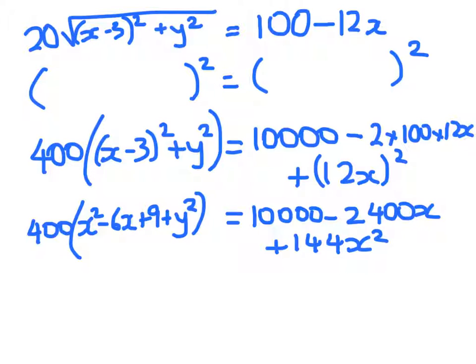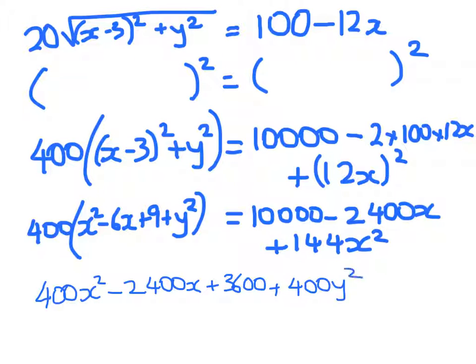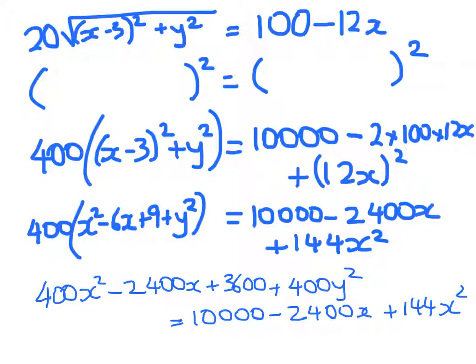So let's expand that out now. So we're going to have 400x squared minus 2400x plus 3600 plus 400y squared equals 10,000. We're nearly there. Be patient. Right, and again the really cool thing that we can see here is that we've got matching x terms here. So we can add those to both sides. So they go.